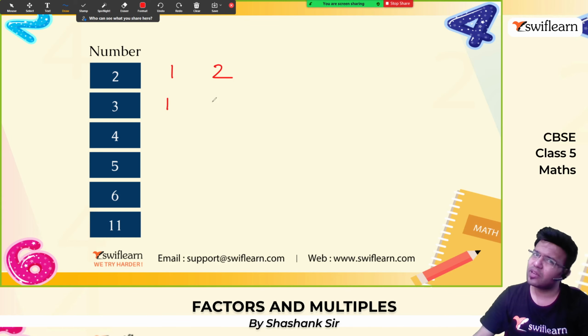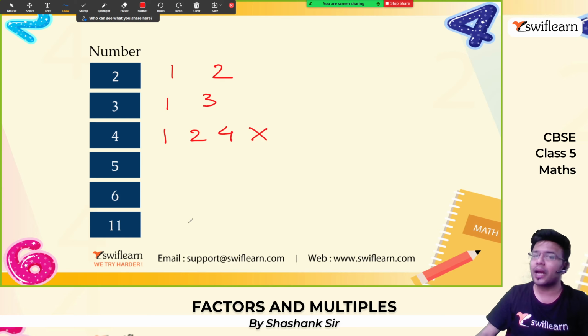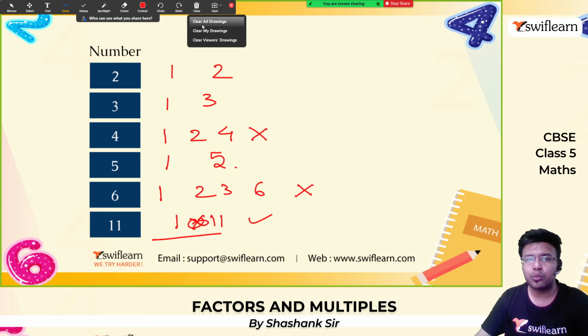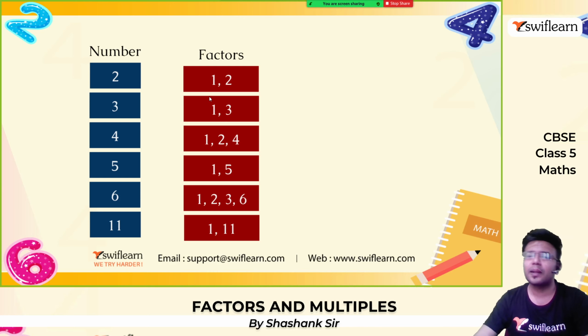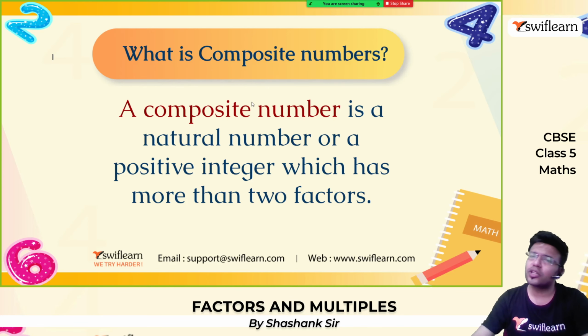3 has only two factors, which is 1 and 3. Whereas 4 has 1, 2 and 4, so this is not a prime number. 5 has only 1 into 5 and 5 into 1. 6 has the factors 1, 2, 3 and 6, so this is not prime. 11 is 1 into 11, only two factors, so this is a prime number. Mostly, except 2, all prime numbers are odd numbers.